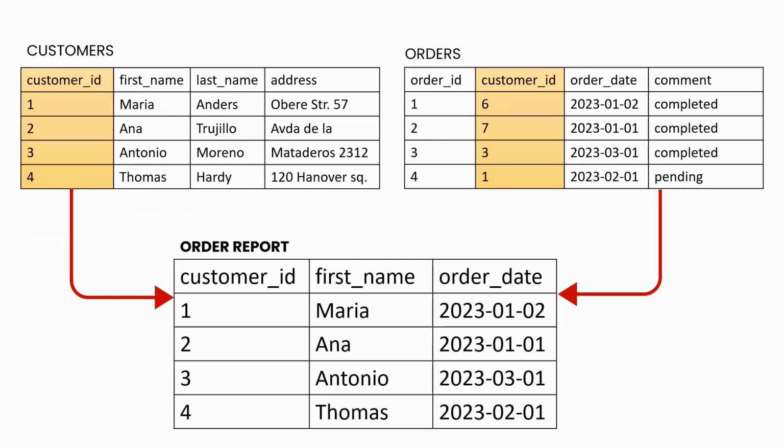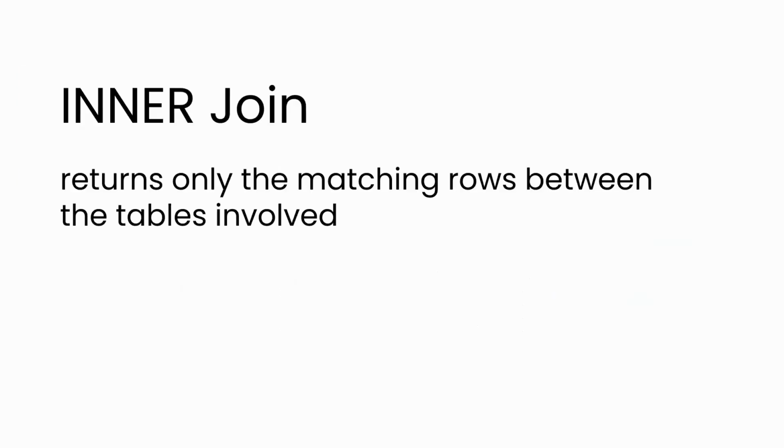This is where joins become useful. So, in SQL, a join combines rows from two or more tables based on a related column between them. This allows us to retrieve data from multiple tables in a single query. Now, let's move on to our first join type, the inner join. The inner join is the most commonly used join type. It returns only the matching rows between the tables involved.